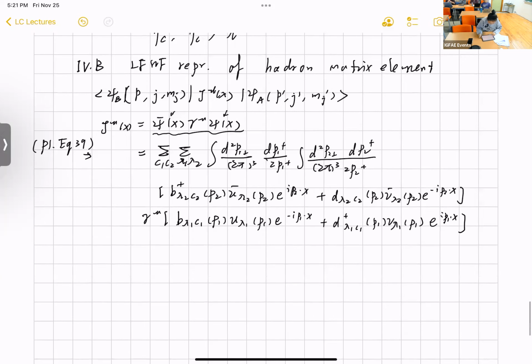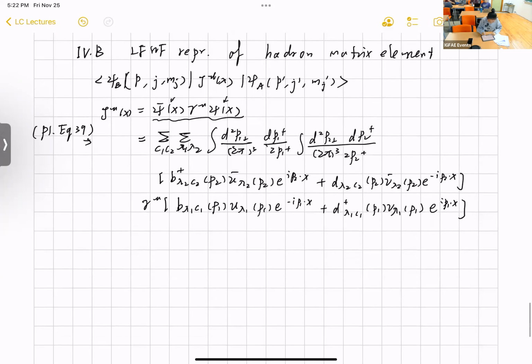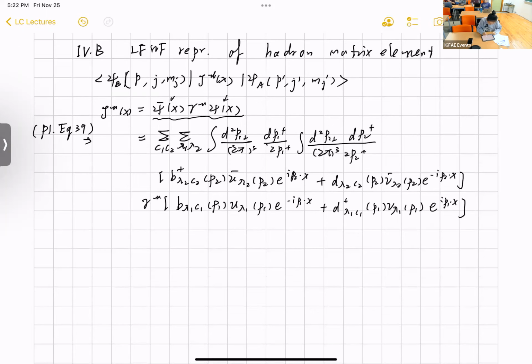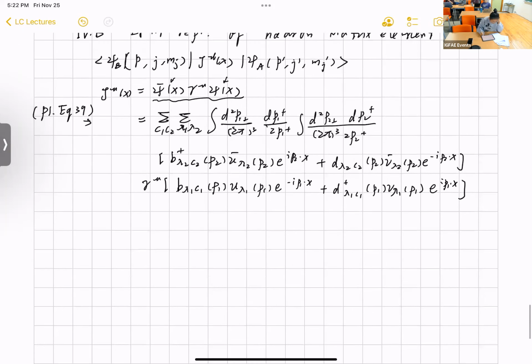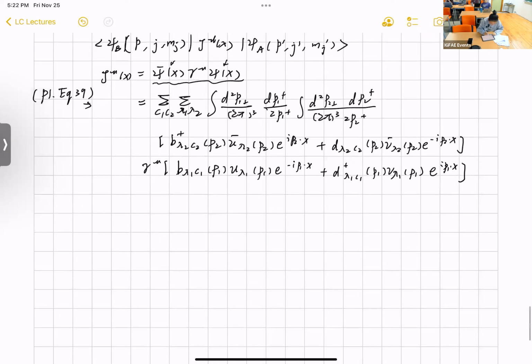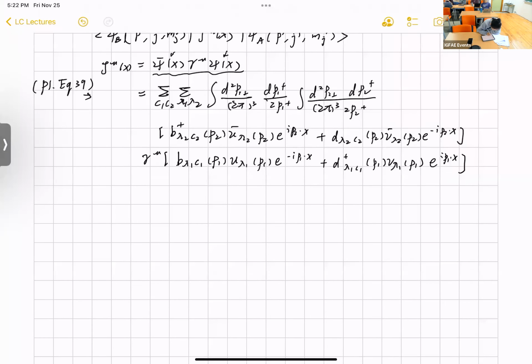So that's the G mu in terms of the creation and annihilation operators and also with the spinors. You see, writing this out is actually very similar to the exercise I left last time, because we did not have the time to do it. That is to derive the kinetic energy for the quark or for the QQ bar state.